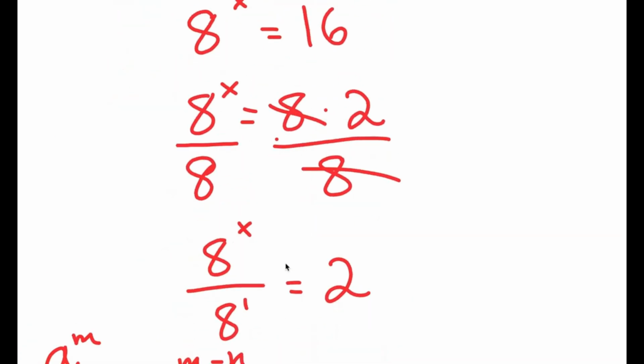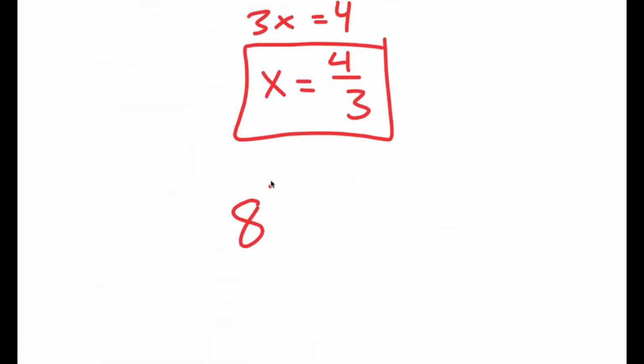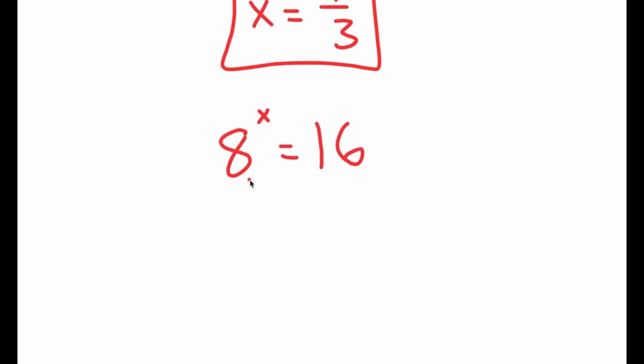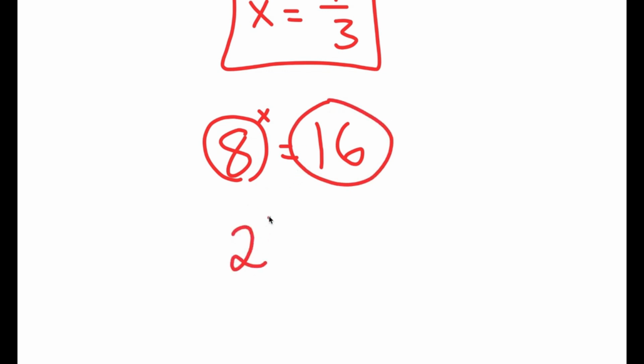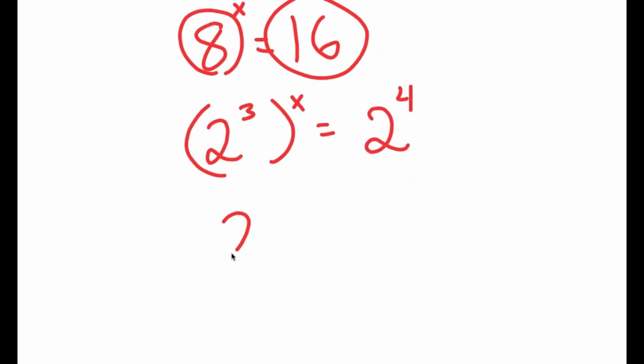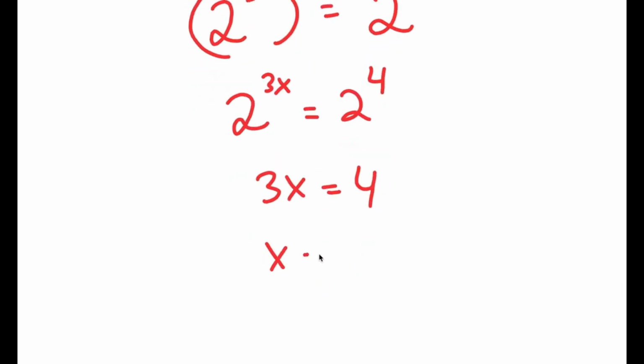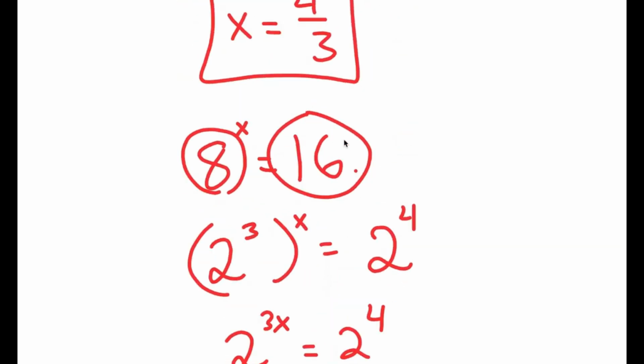Now, there actually is another way to solve this problem. What I can also do is at the start rewrite both of these in bases of 2. So 8 is the same thing as 2 to the power of 3, so I get 2 to the power of 3, to the power of x, and 16 is the same thing as 2 to the power of 4. Now this is the same thing as 2 to the power of 3x is equal to 2 to the power of 4, meaning that 3x is equal to 4, and x is equal to 4 over 3. So this is a much simpler method of solving this problem.